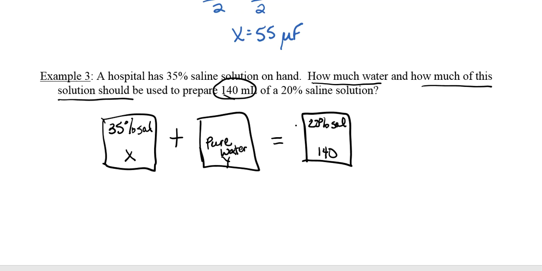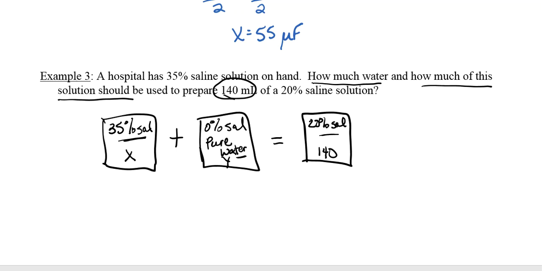But here's the issue. This is in saline, this is in water, and this is saline. They're not talking about the same thing. Now you could say, okay, this is 0% saline. But if I multiply 0 by y, 0 times anything is 0, and it's going to wipe out the variable. So I can't do that.